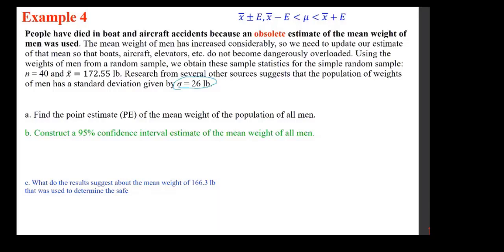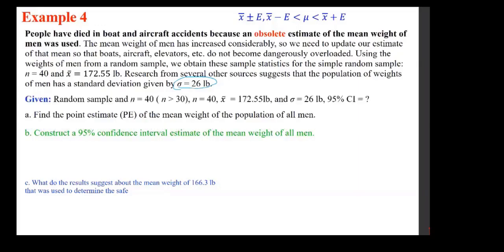Either way, we can use that because sigma is given when we are looking at that E instead of T alpha over 2 S over square root of n. We're going to use Z alpha over 2 sigma over square root of n. So that's the first one. Now, what is given? It's a random sample. N is 40, which is larger than 30. X bar, sigma, 95% confidence interval.